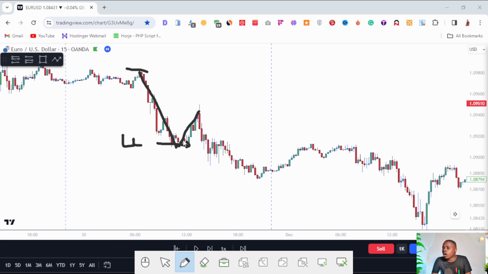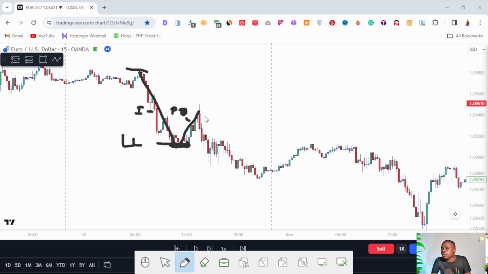So we have a lower low, and then we have a pullback. This is our impulsive move. This is our pullback, PB, right? Now once you see this, you want to pay attention to this zone. This is the zone that is going to determine if this is going to be a downtrend or not.